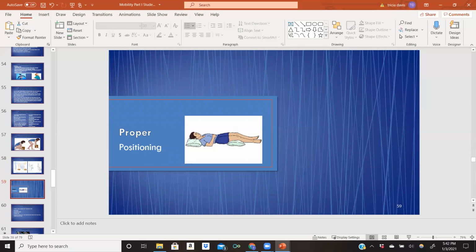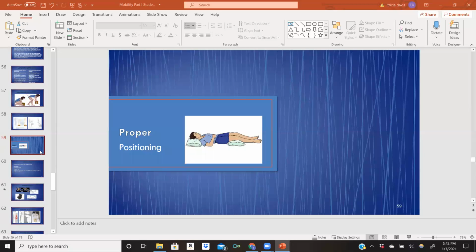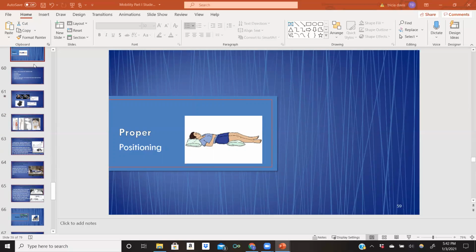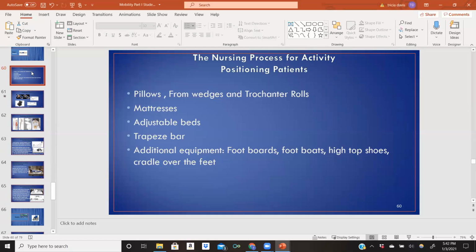So now we're going to talk a little bit about proper positioning of our patients. This is very important, and we're going to get to practice these in labs. There are a variety of things you can use to reposition your patient. You can use pillows, wedges, trochanter rolls, whatever your facility has and whatever they recommend.